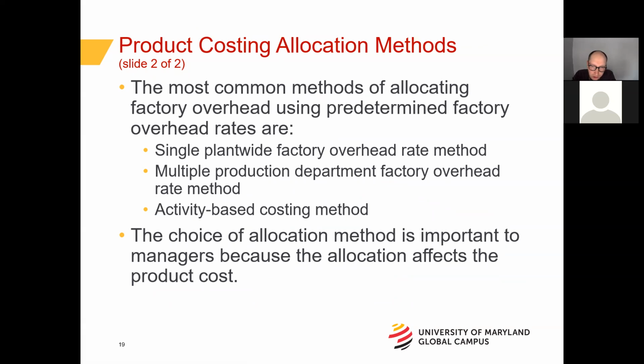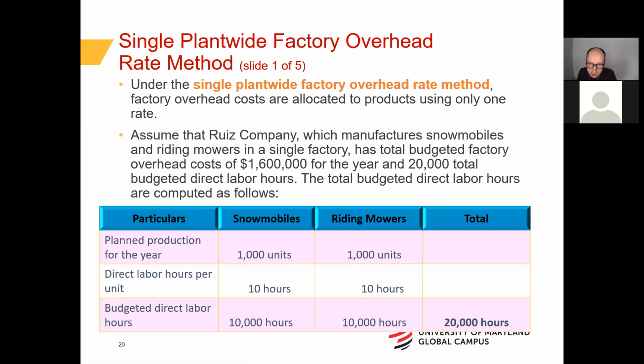Companies need to select one based on which is the most effective for their company. And this depends on a couple of different things. One is how many products they're responsible for manufacturing. Another is how large their company is. When we look at those types of things, we can understand which method is the most effective for them.